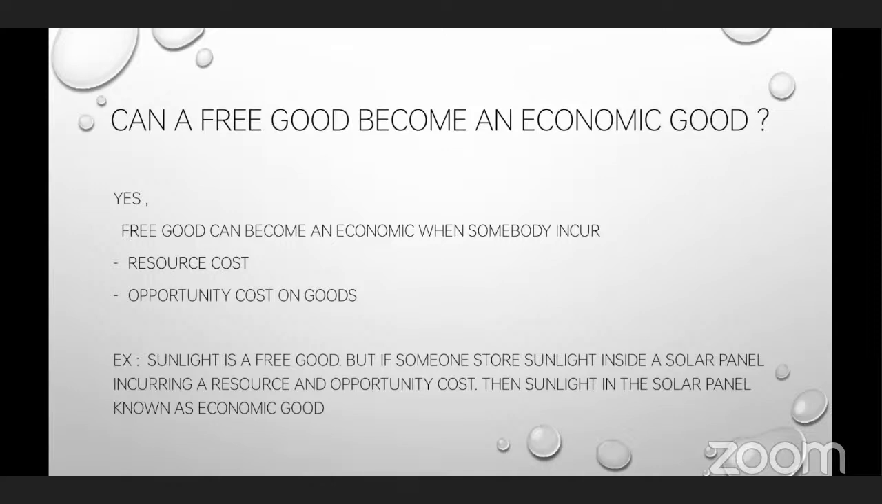First example. Sunlight is a free good, but if someone stores sunlight inside a solar panel, incurring a resource and opportunity cost, then the sunlight in the solar panel is known as an economic good. Here I mention only one example. Can anyone tell me another two examples? Okay, I'll give you 2 minutes. Oh, here, there's one.